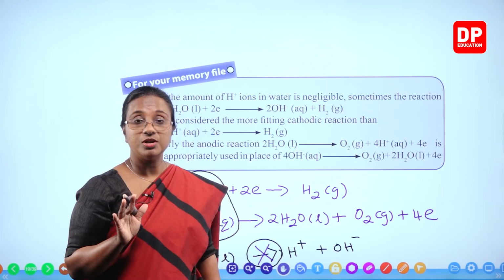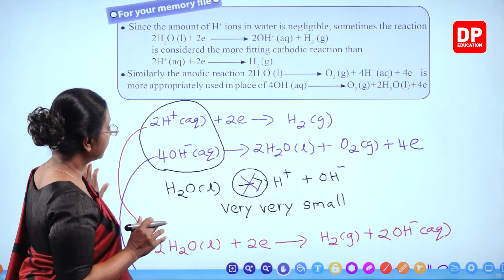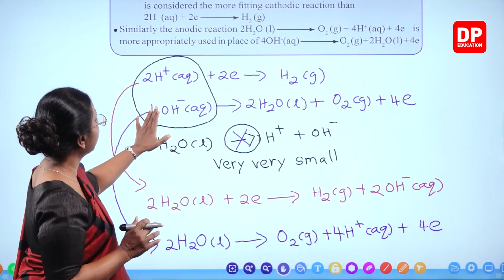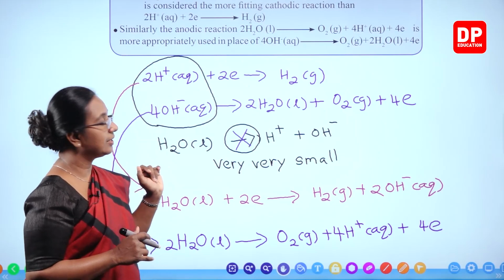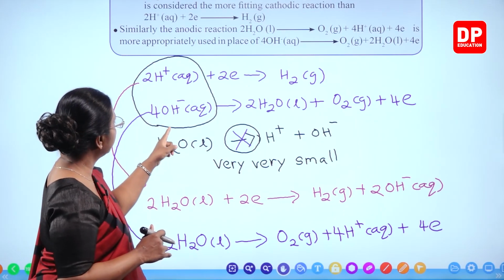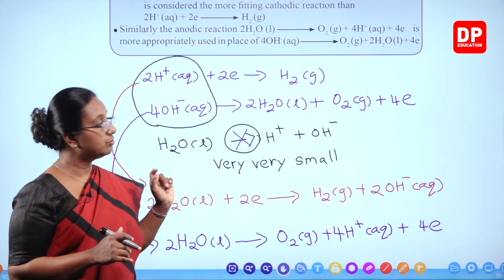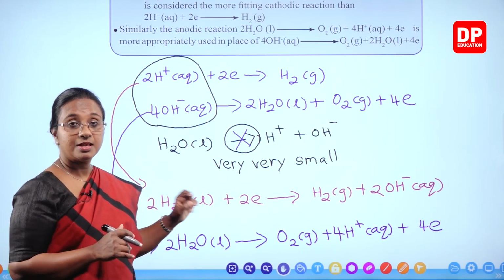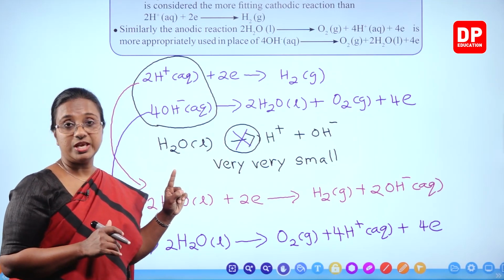Is that clear to you all? So, this is for you all to remember. Normally, so far we have been writing 2H plus aqueous plus 2 electrons giving H2 gas, and 4OH minus aqueous giving rise to 2H2O liquid plus O2 gas plus 4 electrons. But that is possible only if water dissociates.